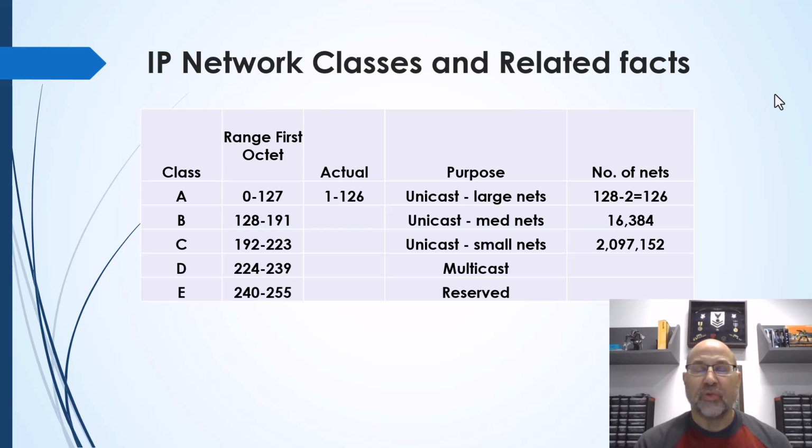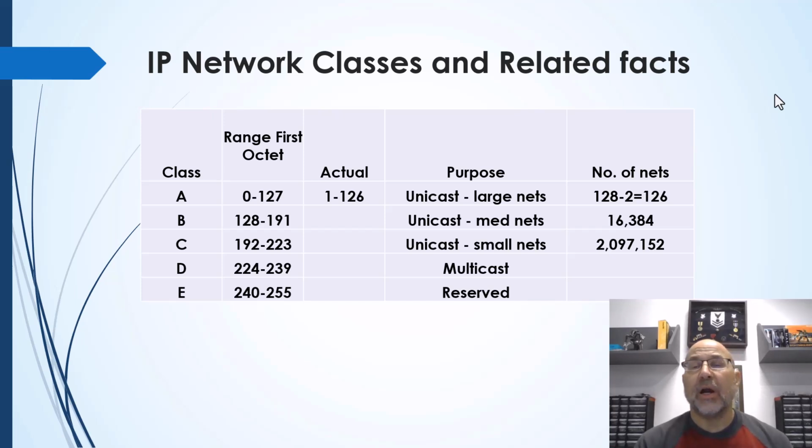Class Cs are in the range of 192 to 223, so anytime you see that in the first octet, you know that that's a Class C network. These are smaller networks. There are a lot more of them, and we'll see why that is, but basically, again, it goes back to what is the mask.